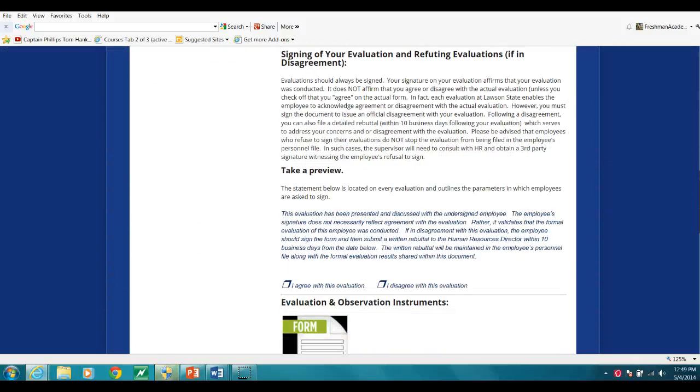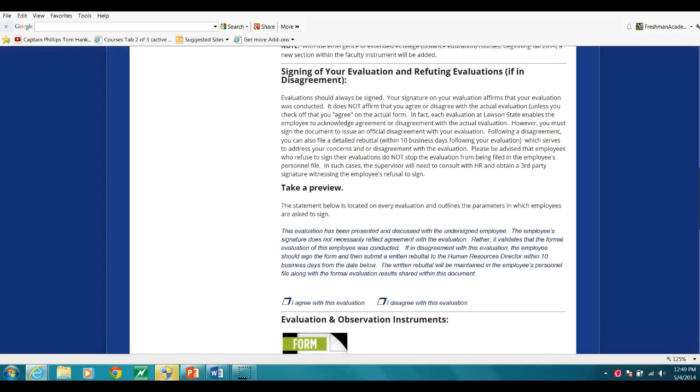One thing I will also tell you is that the evaluation process here at Lawson State is not a punitive document. It is designed to really focus on your strengths and weaknesses as an employee here, to identify those weaknesses if there are any, and to help you to improve in those areas. It's also designed to celebrate all the great things that all of you are doing. So that's the way it's set up.